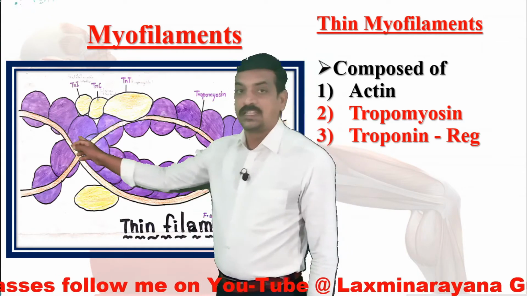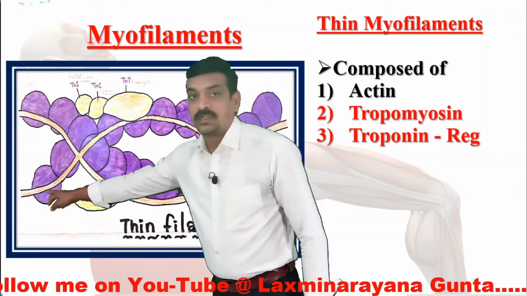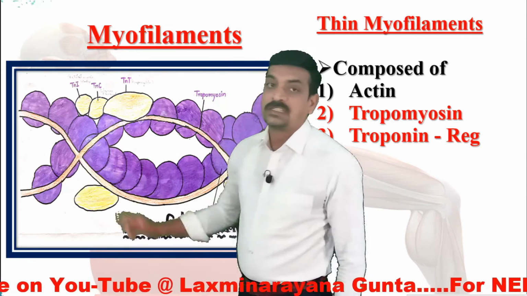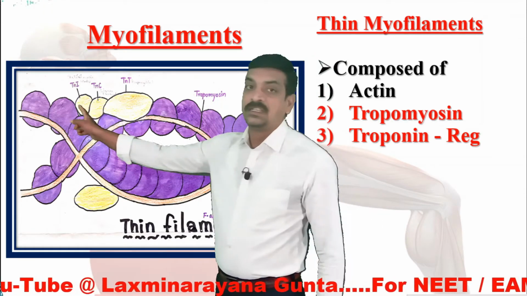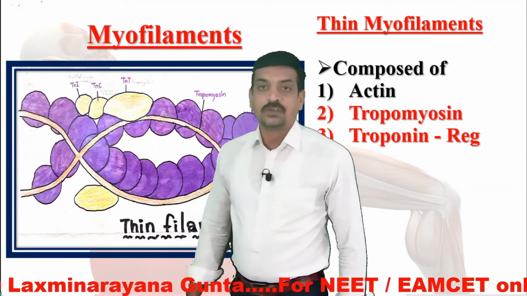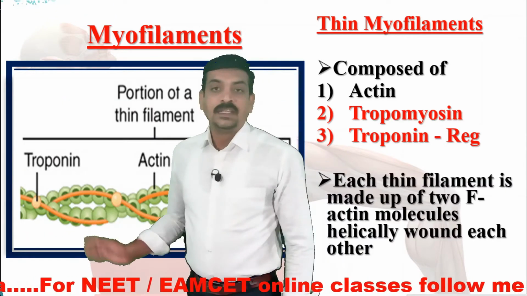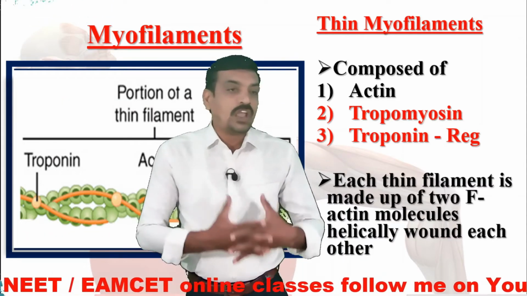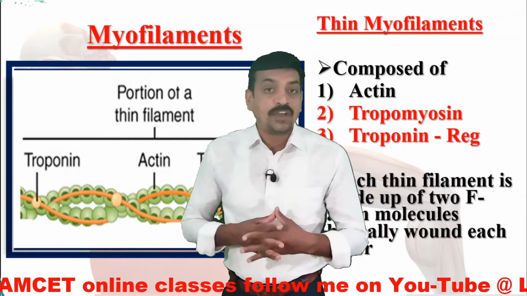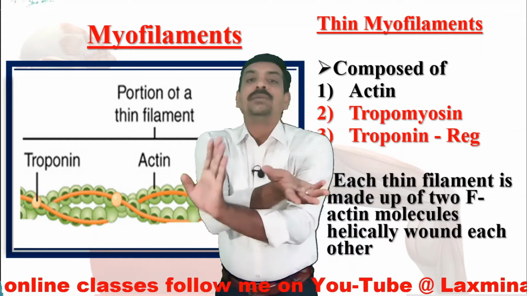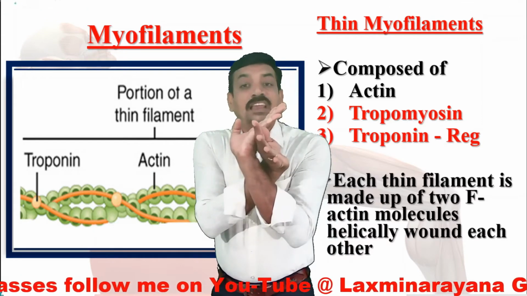This is actin protein, and this thread-like structure is called the tropomyosin, and these are called the troponin. Each thin filament is made up of two F-actin molecules. F for filamentous. These filamentous molecules are helically wound around each other.